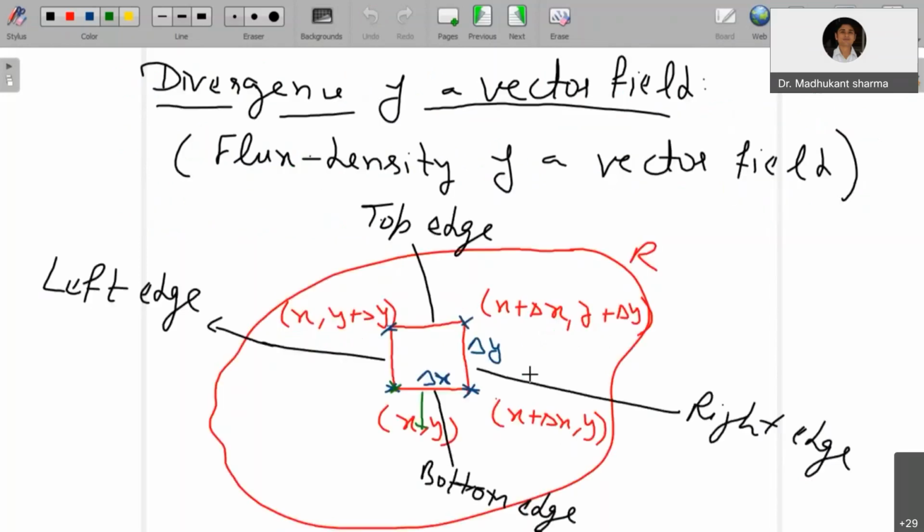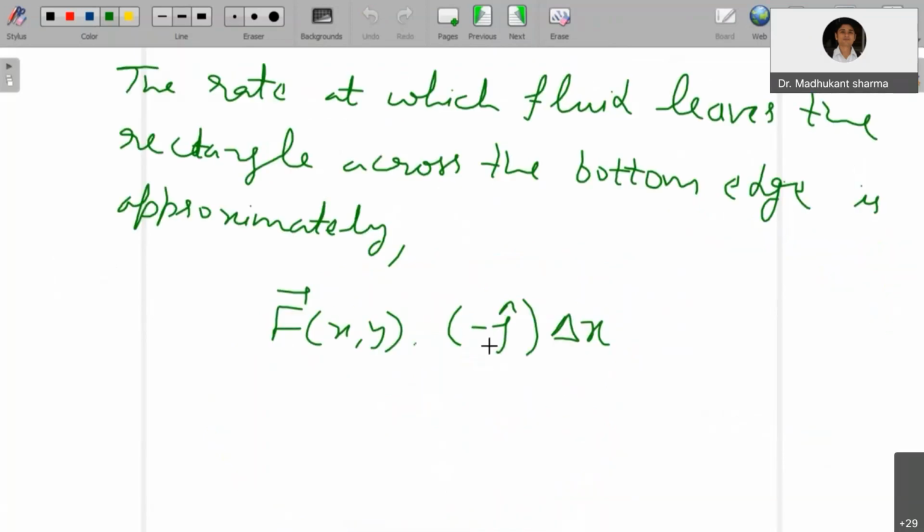Now, recall that the velocity field is F of x comma y equals M of x comma y i plus N of x comma y j. Once you have the i component and j component, you know how to perform this dot product. So this is going to be minus N, the j component, at x comma y, times delta x.